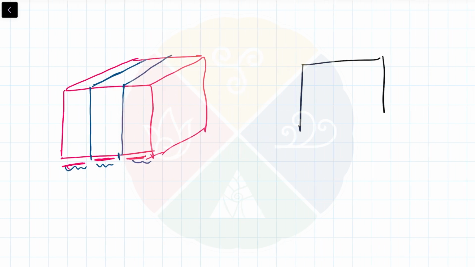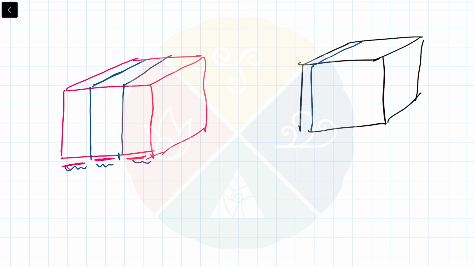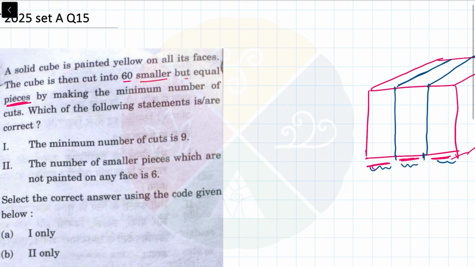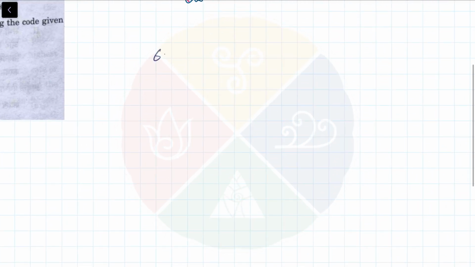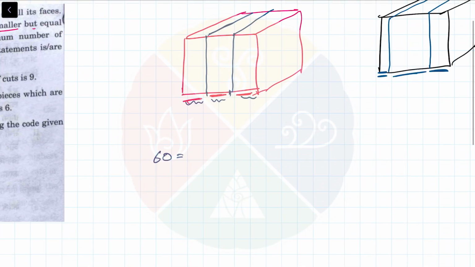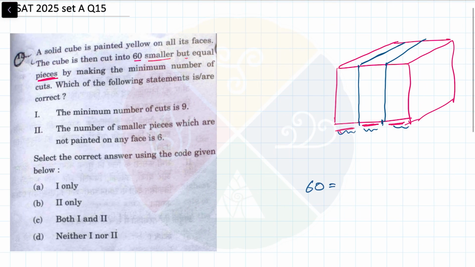That basically gives you the freedom to cut it in any way. For example, if I take the cube like this and the first cut I did here and the second cut I did here, then this is a very small piece, this is a big piece, this is a medium piece. You are not supposed to do that. That's the only thing. Basically you're getting 60 smaller pieces.